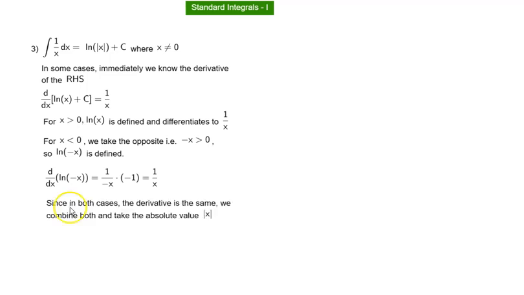So since in both cases the derivative is the same, or I should say the magnitude of the derivative is the same, we combine both and take the absolute value of x. So since 1 by x cannot be equal to 0, therefore integral of 1 by x dx equal to natural log of magnitude of x plus c, where x is not equal to 0.